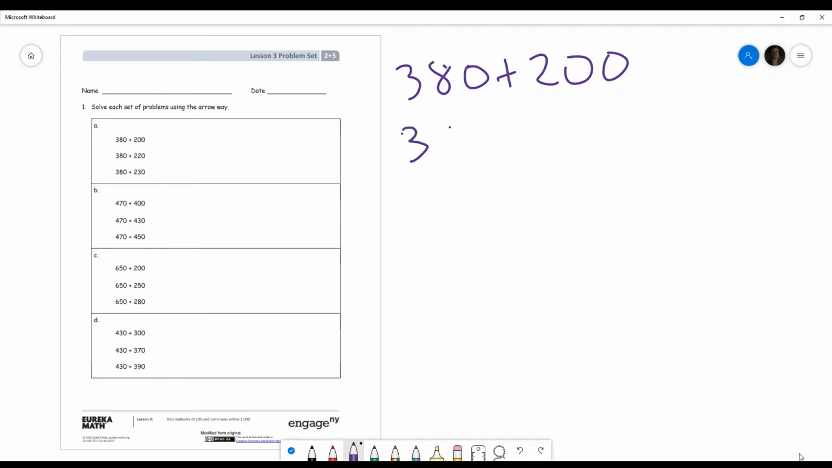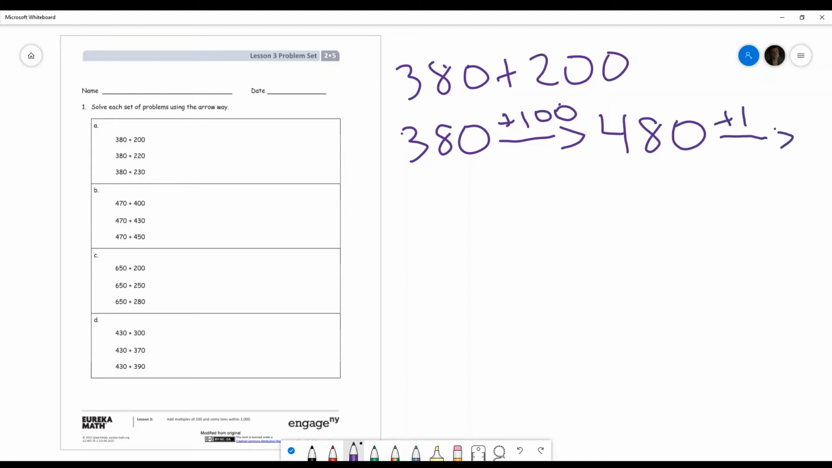Let's start with our biggest number. I'm going to add the first 100. Now remember, the numbers do not change for the tens and the ones because we're only adding 100. So 300 plus 100 is 400. Then our tens and our ones stayed the same, 480. Let's add our next 100. 480 plus 100. 400 plus 100 is 500.